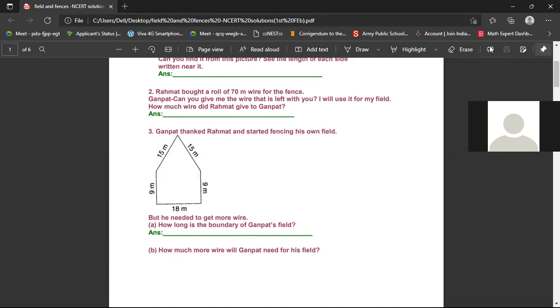This is the first answer. How long is Ganapat's field? Sir, the field is 66 meters. How much more is required means 66 minus 16. Are there two questions there, sir? So we can write in the textbook? Yes, you can write in the textbook also. Thank you, sir.